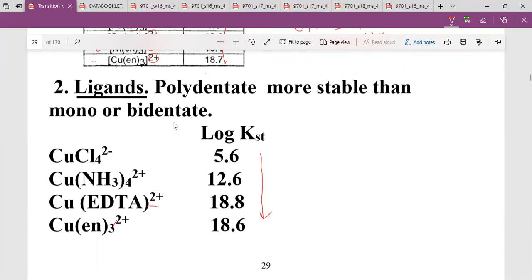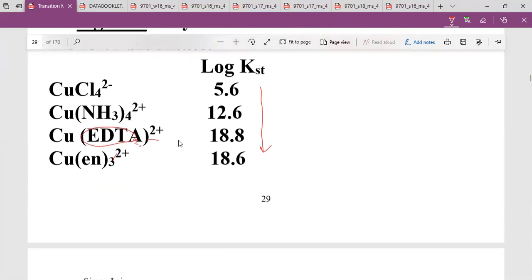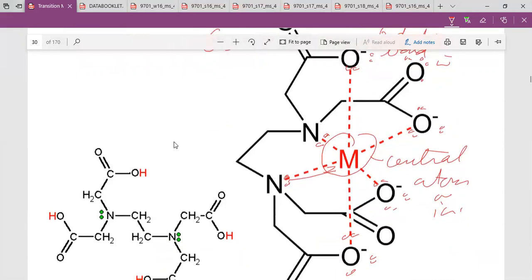No, one molecule can get 6. Right? Hexadentate. So this is the strongest, EDTA. Okay, so they can replace each other, as you see here. Now you can see EDTA here.